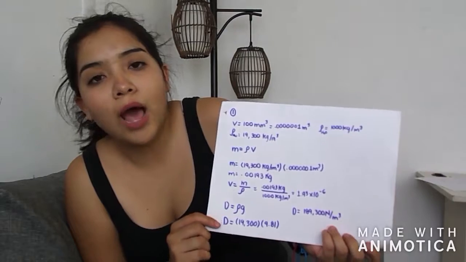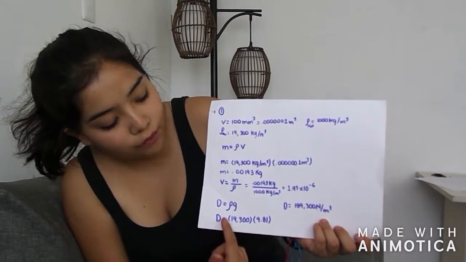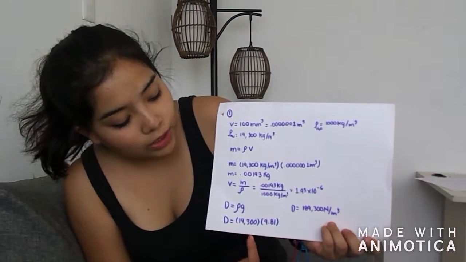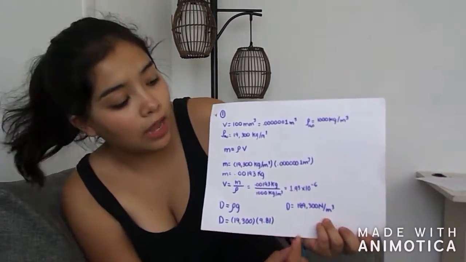Then, to have the specific weight, we're going to use the formula density times gravity, so we use the density of the gold times the gravity, and we have this result.